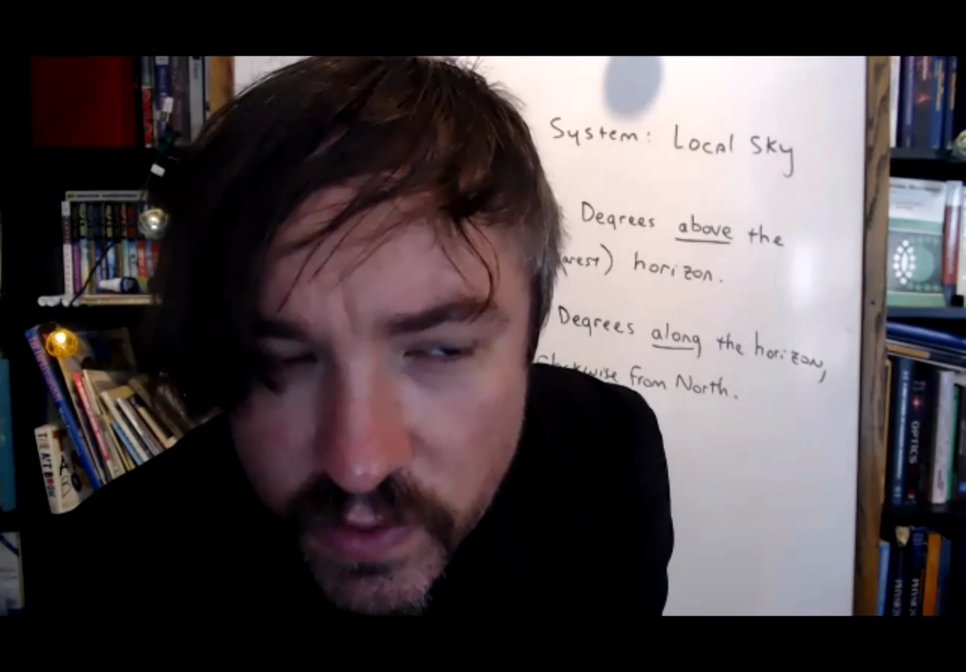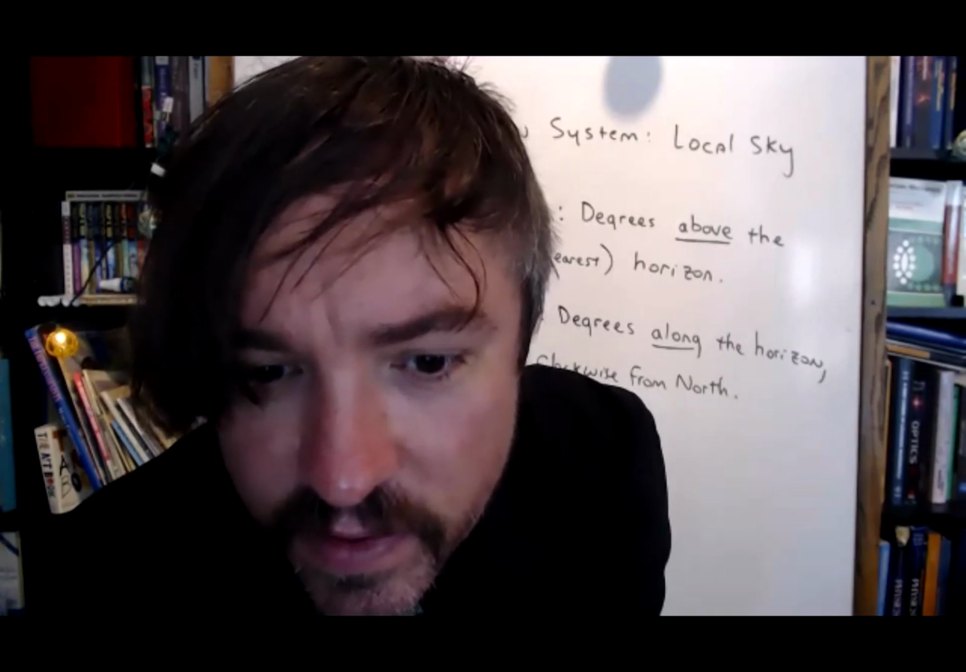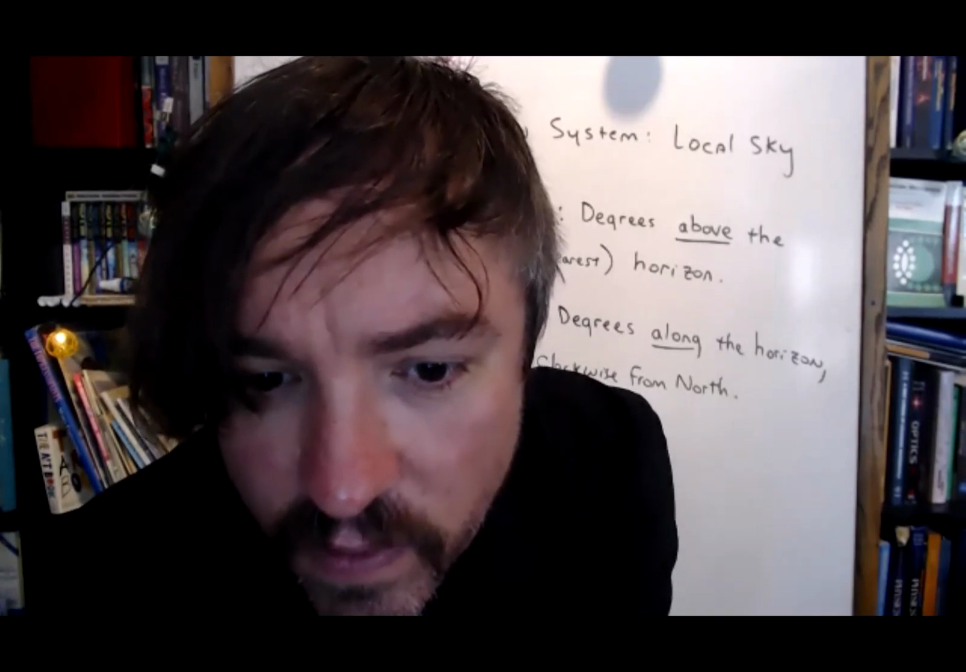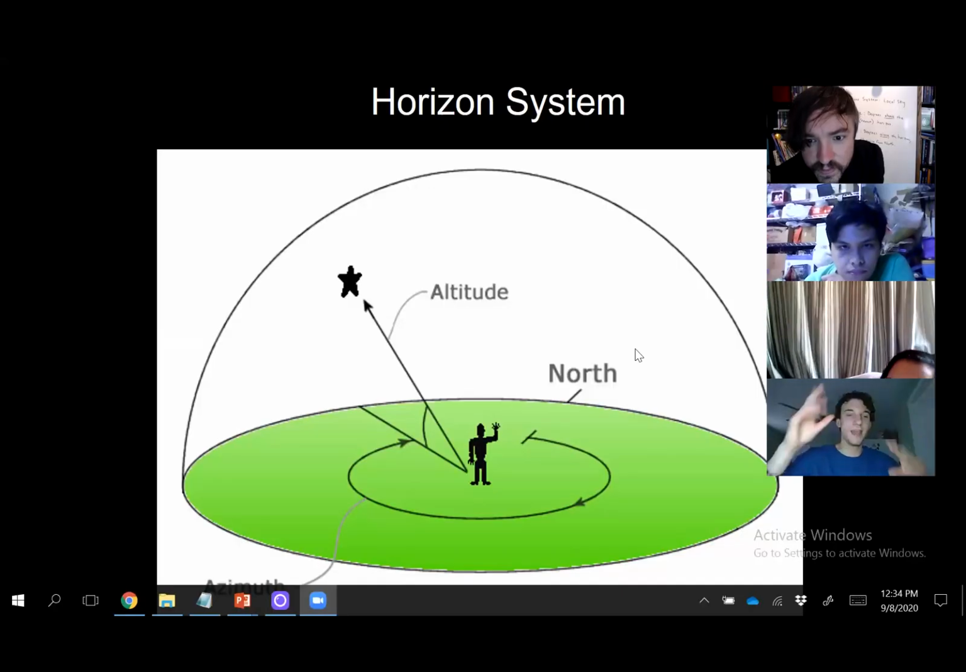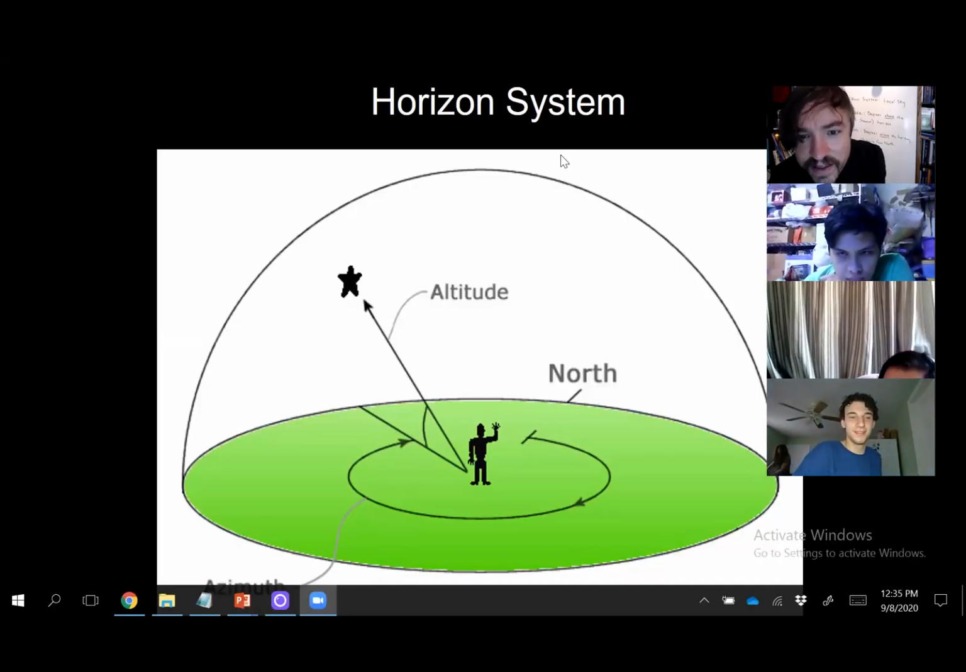What's the altitude of the zenith? 90. What's the azimuth of the zenith? 360. No. Undefined. Yeah. How'd you do that, Austin? Because all of the planes intersect. Yeah.